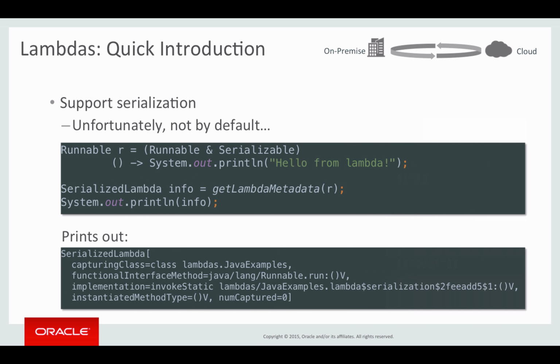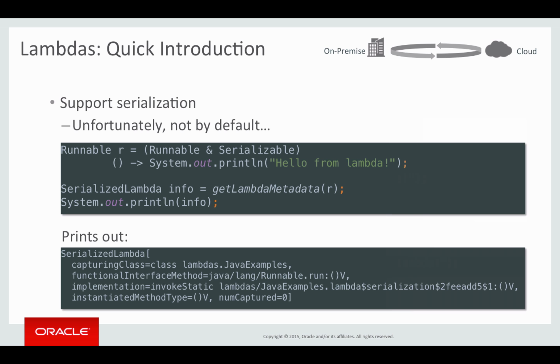Lambdas in Java do support serialization, but unfortunately not by default. You can make them serializable, as this example shows. Even though Runnable itself is not serializable, we can make it so by casting it to an intersection of both Runnable and Serializable. Another option would be to implement an interface that extends both Runnable and Serializable, such as SerializableRunnable, and then declare a variable R to be of that new type.